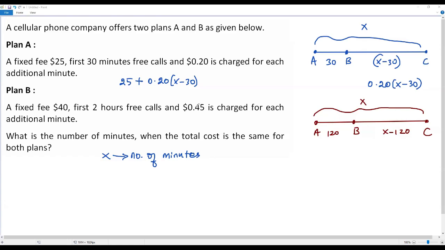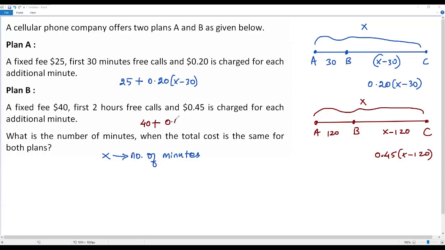We have to multiply charge per minute by the number of minutes, and I'm getting 0.45 times x minus 120. And the cost for the first 120 minutes is 0. Okay, now we have to write the total cost. When we write the total cost, first we have to consider the fixed fee, $40. Apart from that, we have the amount charged for the minutes after the first 120. This is given by 0.45 over here.